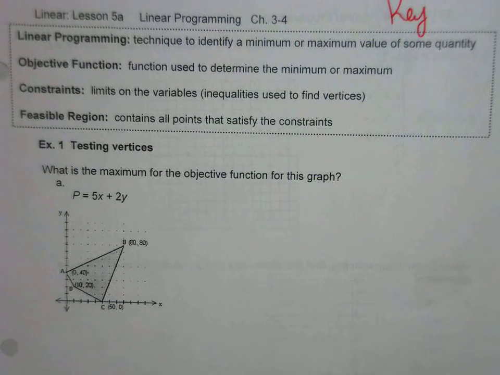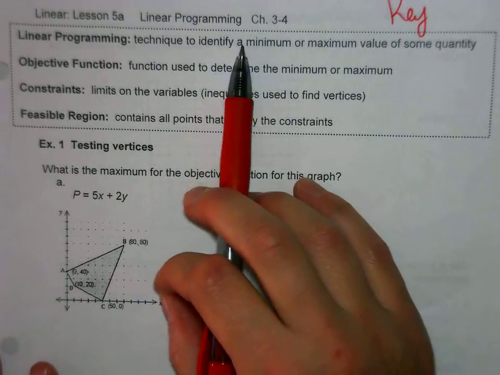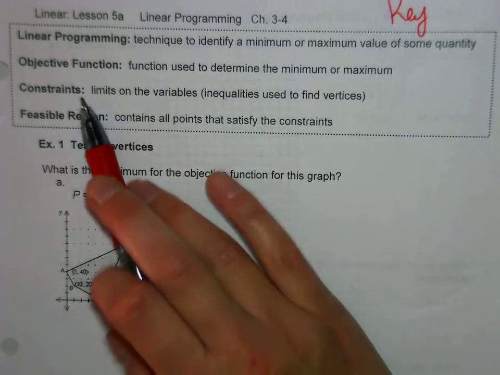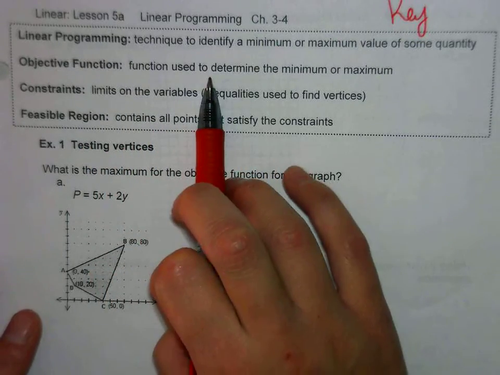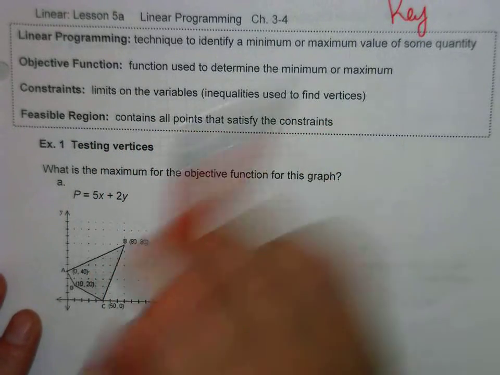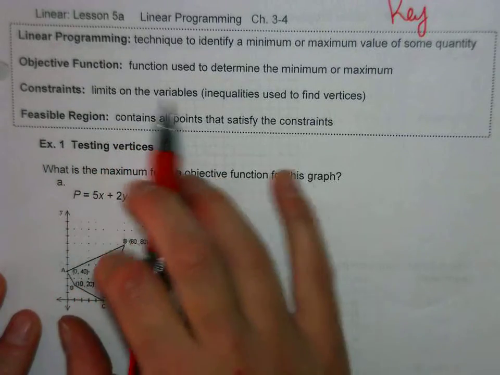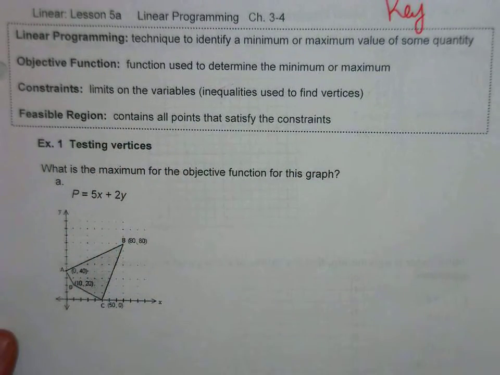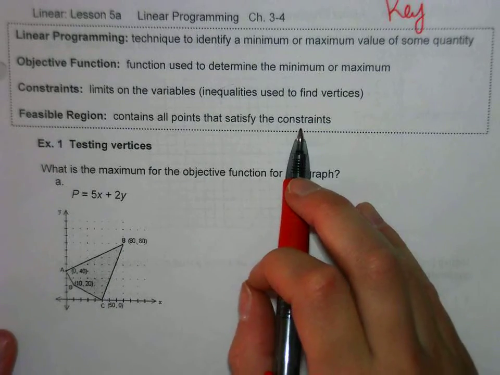Today we're going to be looking at linear programming. Linear programming is a technique to identify a minimum or a maximum value of some quantity. The objective function is a function used to determine the minimum or maximum. The constraints are limits on the variable, so inequality is used to find the vertices. And the feasible region contains all points that satisfy the constraint.